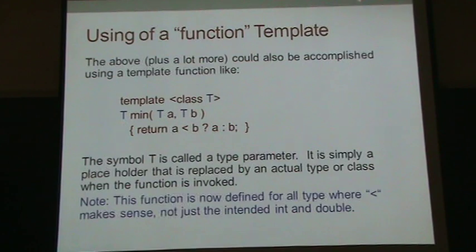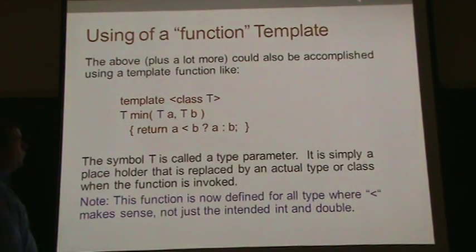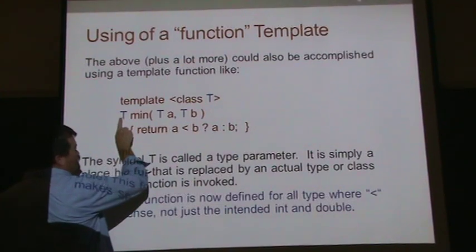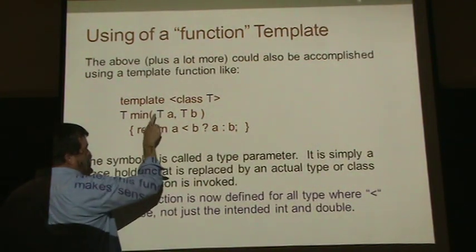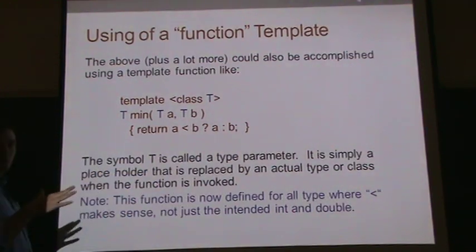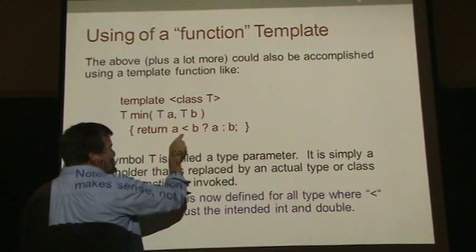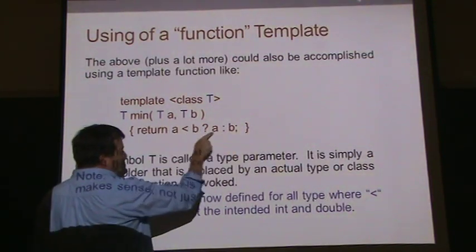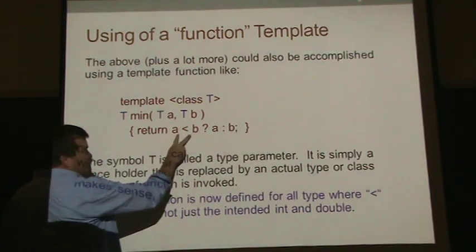Okay? So now this would work if we took an integer and said this integer equals minimum of two other integers. The reason it would work is because less than, and the body of this has to make sense, less than makes sense for integers.